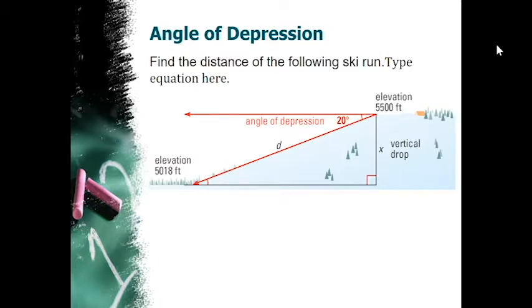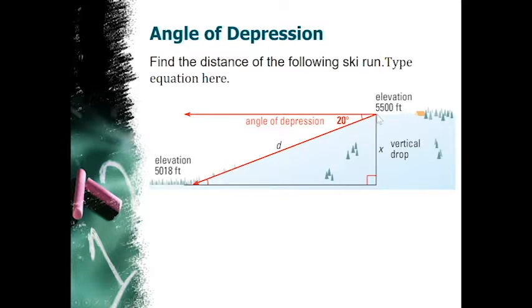In this real life example, we're trying to find the distance of a ski run at a ski resort. Taking a look at this, they give you an angle of depression. An example of that would be standing at the top of the ski slope looking down the ski slope.